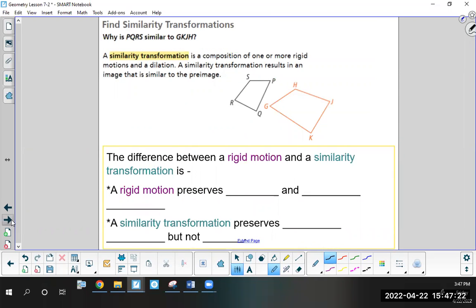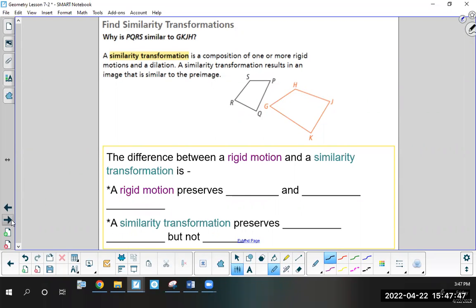All right, so this one is finding similarity transformations. Why is PQRS similar to JKJH? Okay. A similarity transformation is a composition of one or more rigid motions and a dilation. A similarity transformation results in an image that is similar to the pre-image. Okay, again, we talked about similar being the same shape, different size.